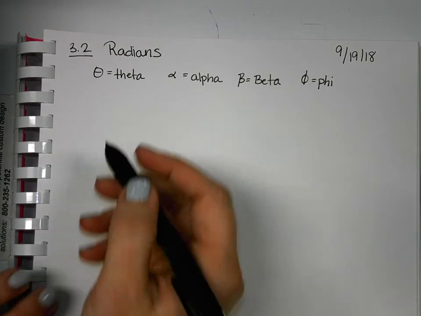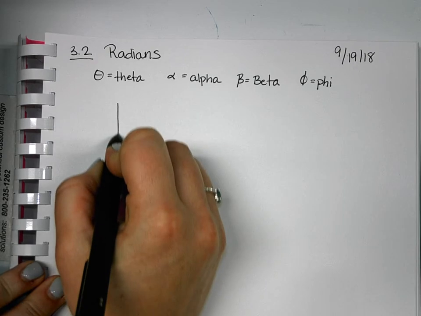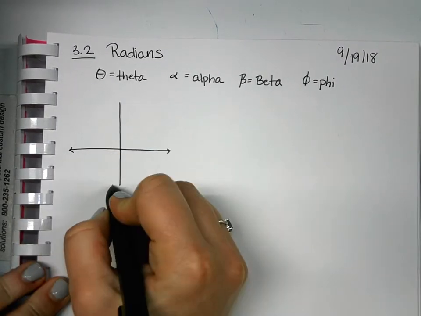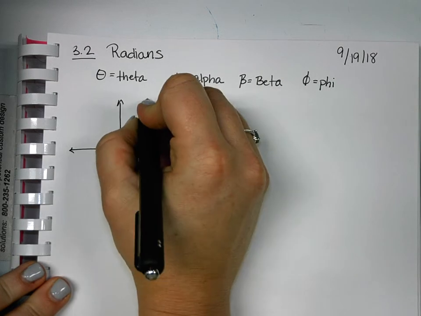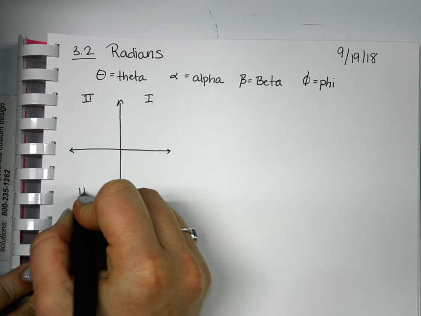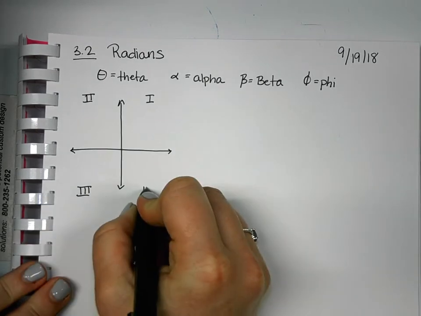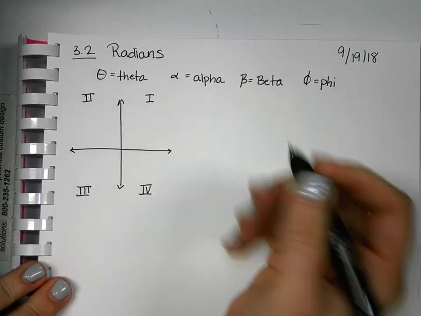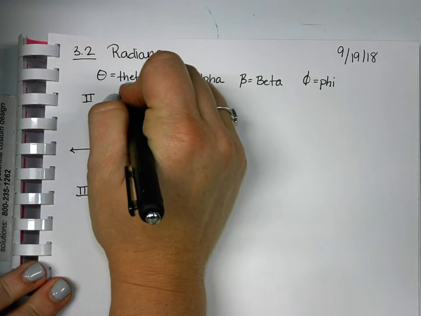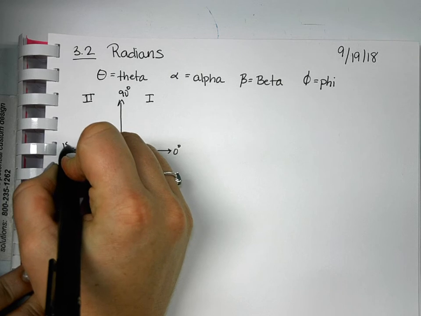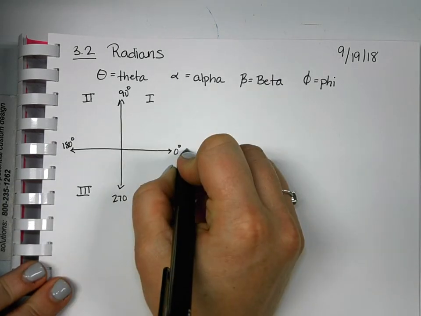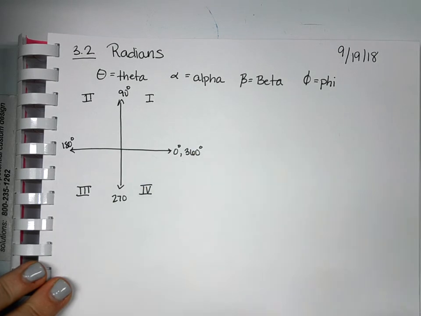So if we look at our quadrants, we have quadrant 1, 2, 3, and 4. In degrees, we have 0 degrees, 90 degrees, 180, 270, and then back around to 360.